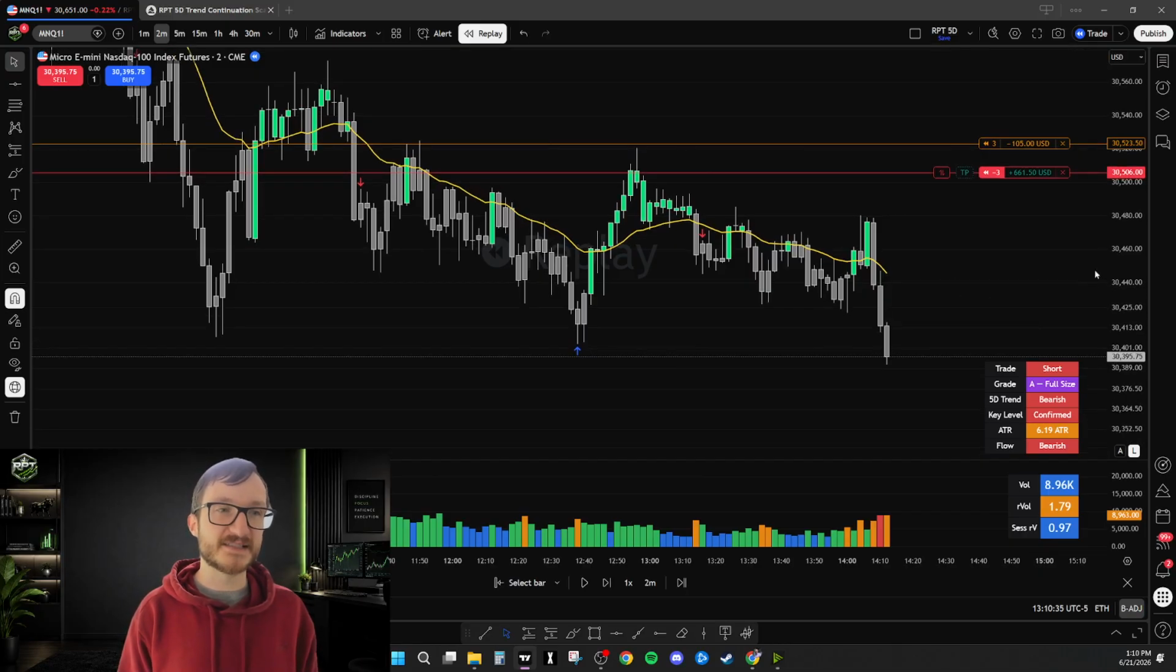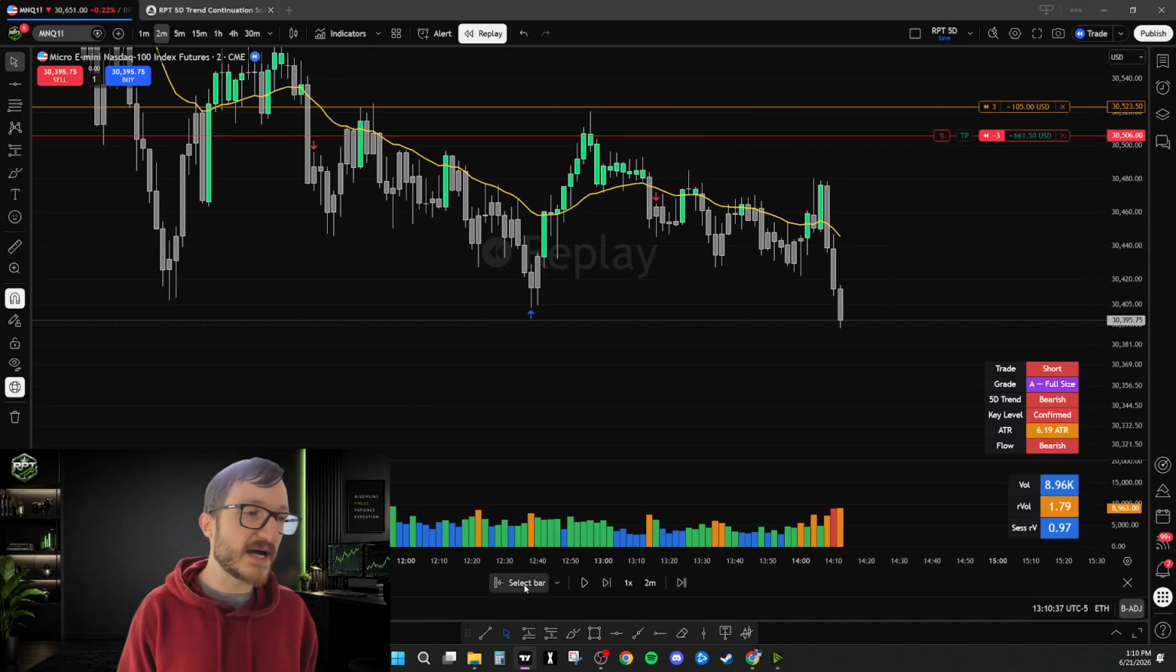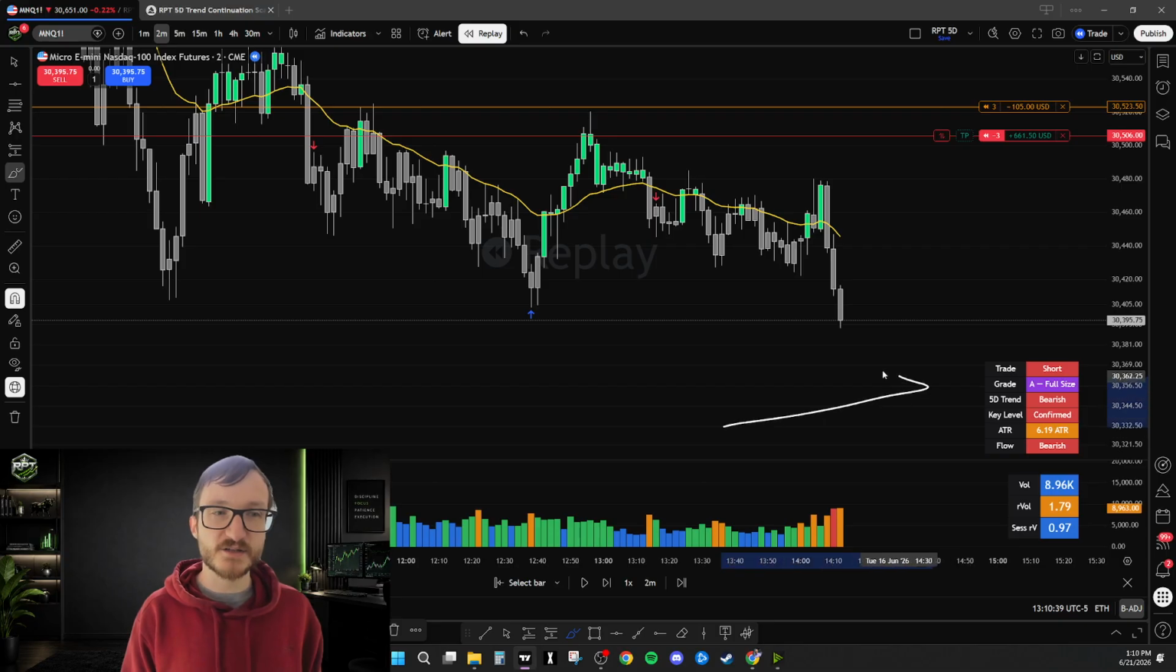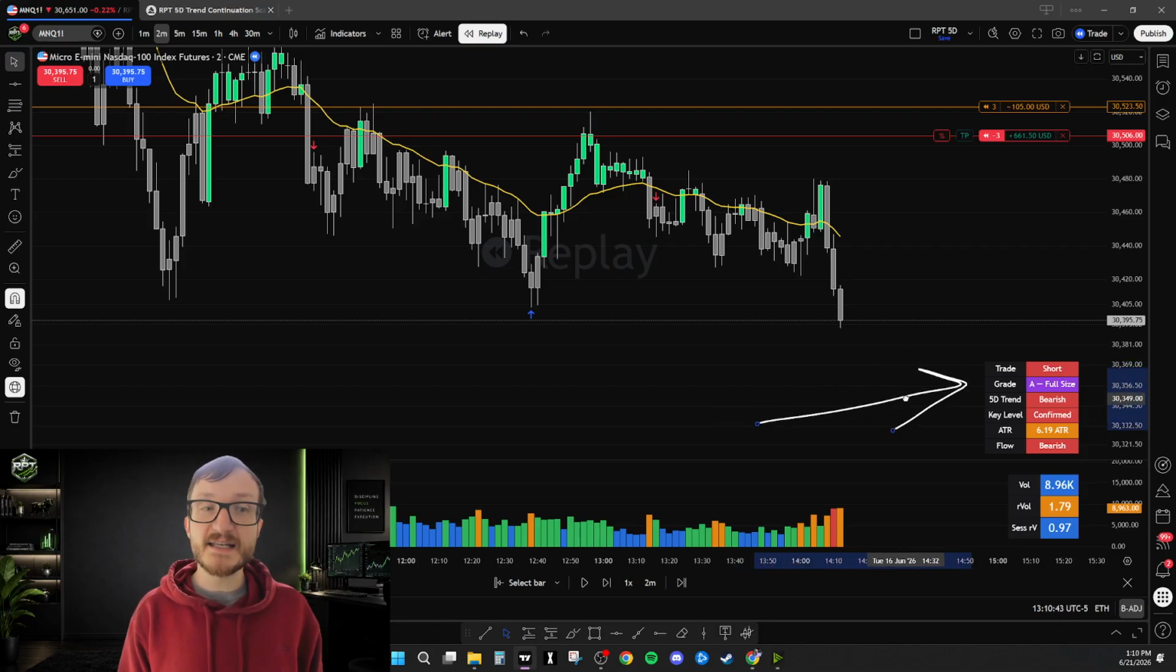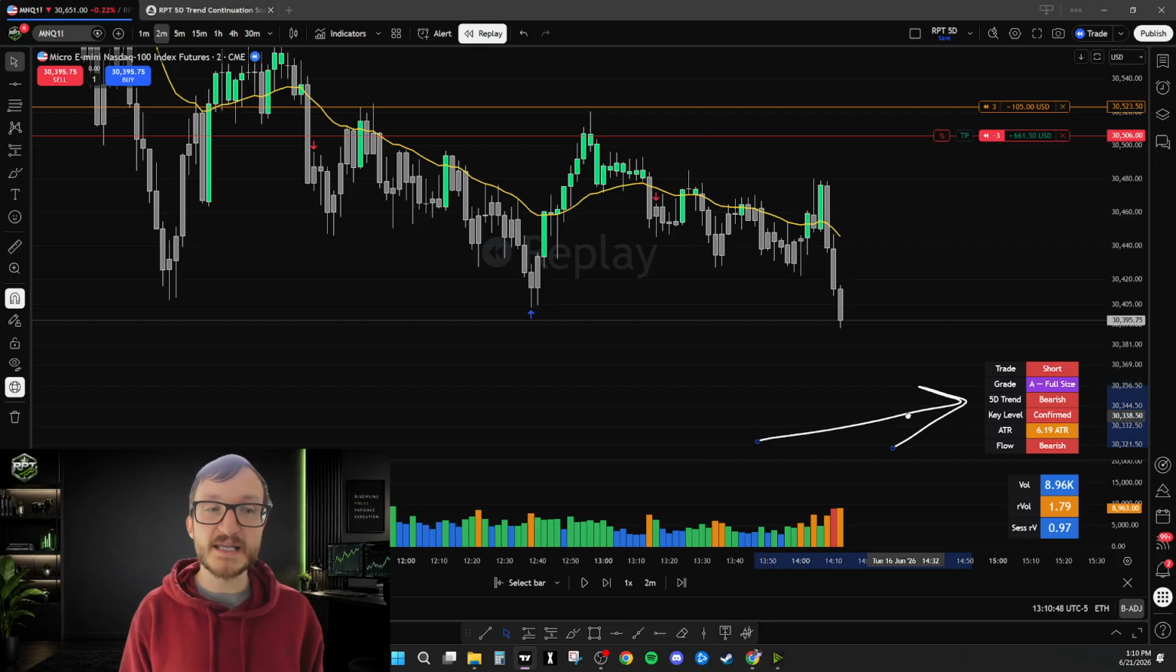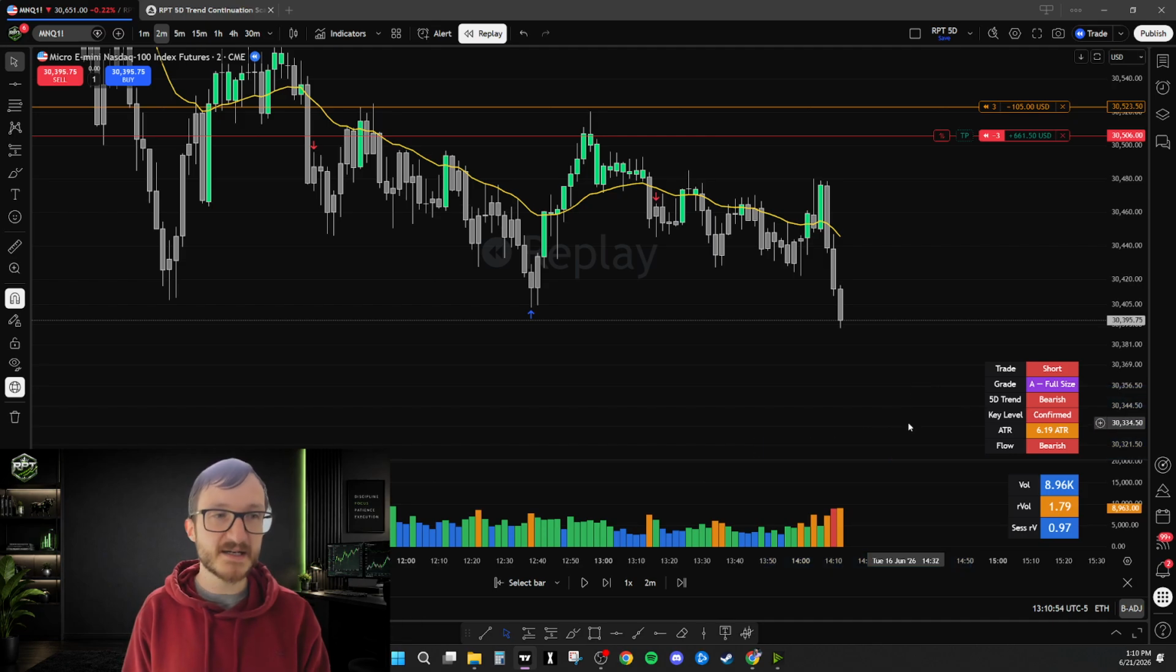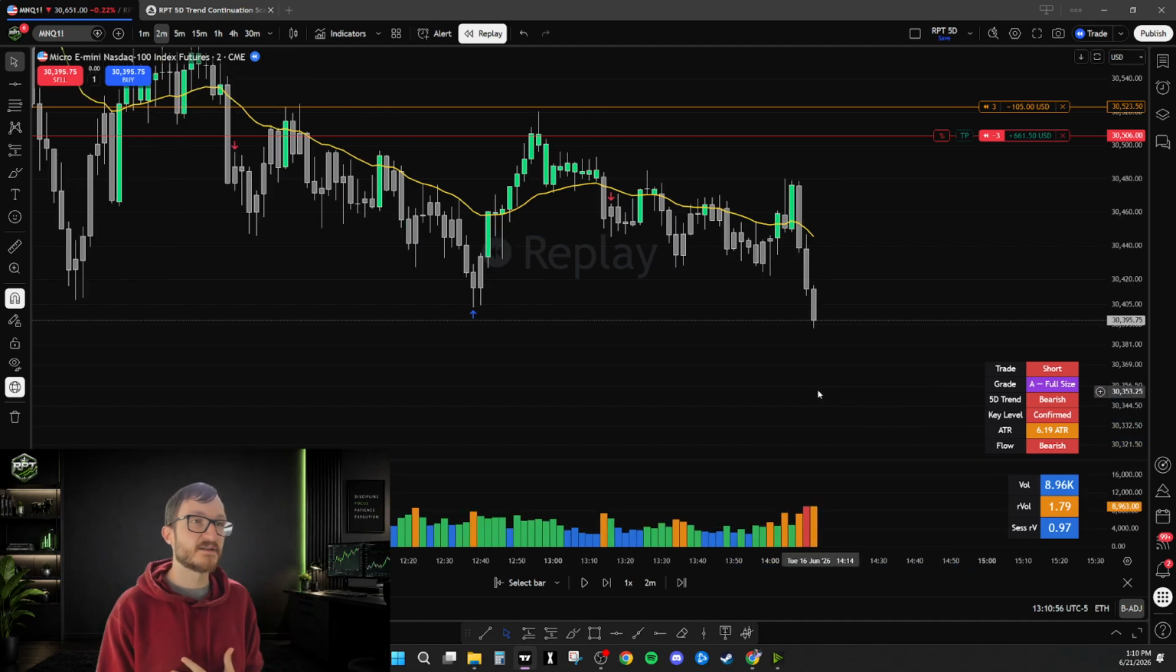This is what we want to see. And my indicator still has my back. It's telling me the short is the direction we should be in. The grade is A, not A plus, but A. And we're in the direction of a higher time frame trend. Okay, we've got key levels confirmed and so on. So I've got a lot of green lights telling me this is looking good.